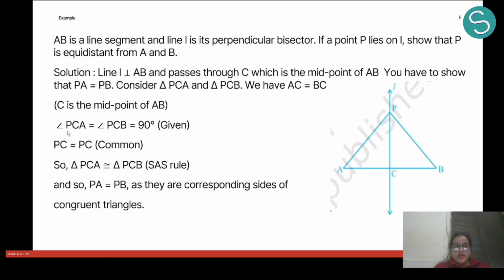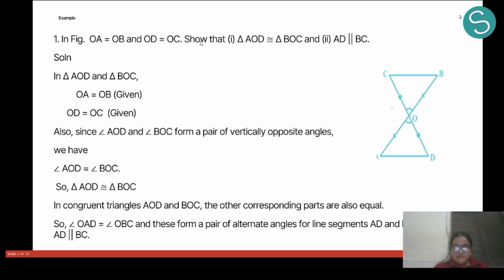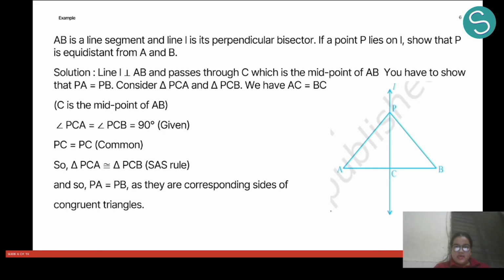Next question is, AB is a line segment and line L is its perpendicular bisector. Perpendicular bisector means that angle C is 90 degrees and AC equals BC. Bisector means it divides the line segment AB into two equal parts. If a point P lies on L, show that P is equidistant from A and B. So basically we have to prove AP equals BP.